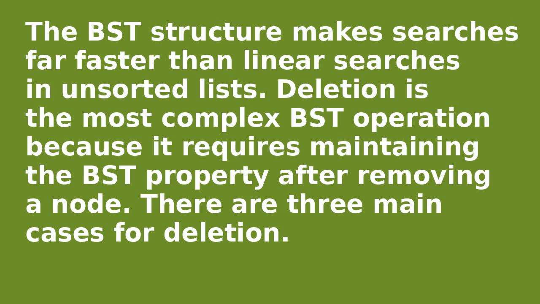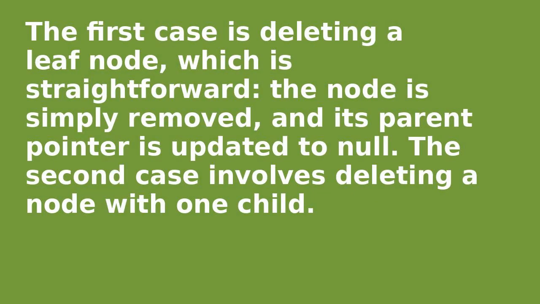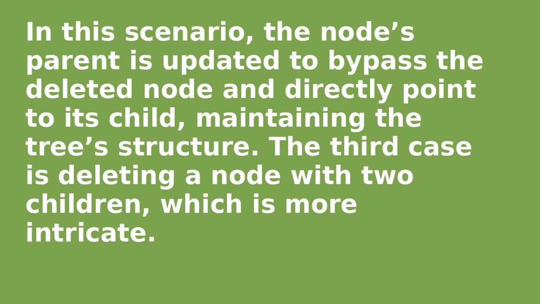Deletion is the most complex BST operation because it requires maintaining the BST property after removing a node. There are three main cases for deletion. The first case is deleting a leaf node, which is straightforward. The node is simply removed, and its parent pointer is updated to null. The second case involves deleting a node with one child. In this scenario, the node's parent is updated to bypass the deleted node and directly point to its child, maintaining the tree's structure. The third case is deleting a node with two children, which is more intricate.